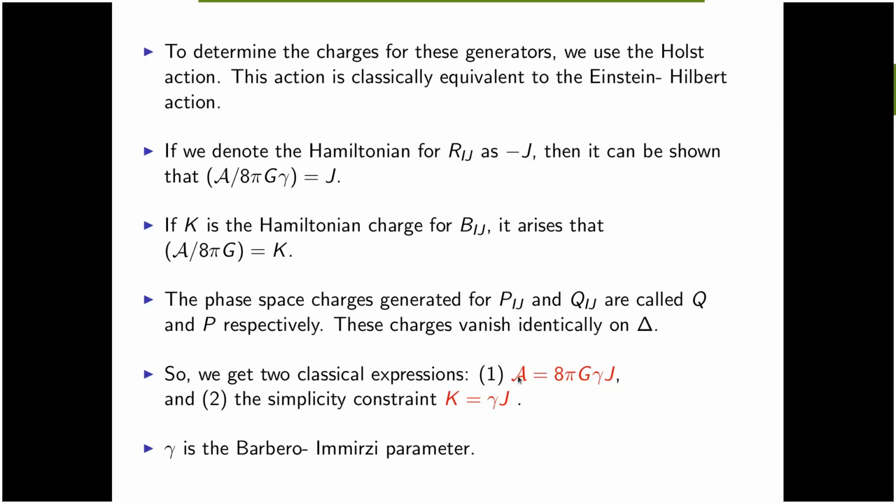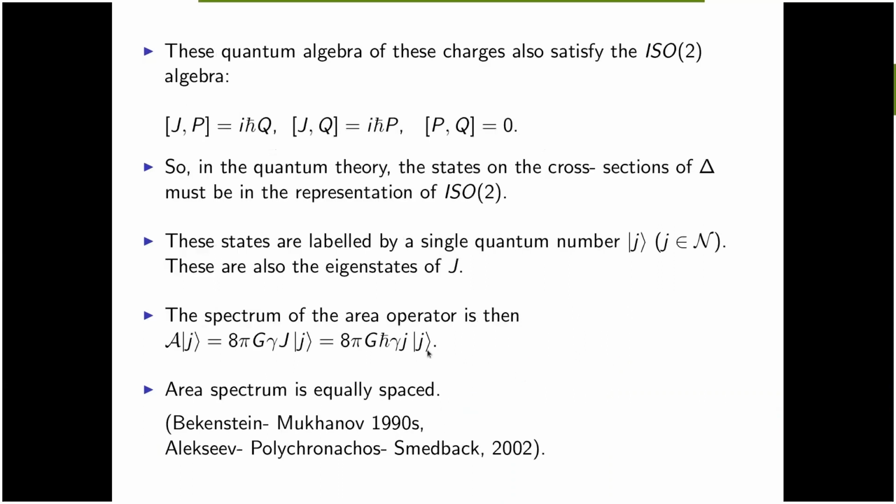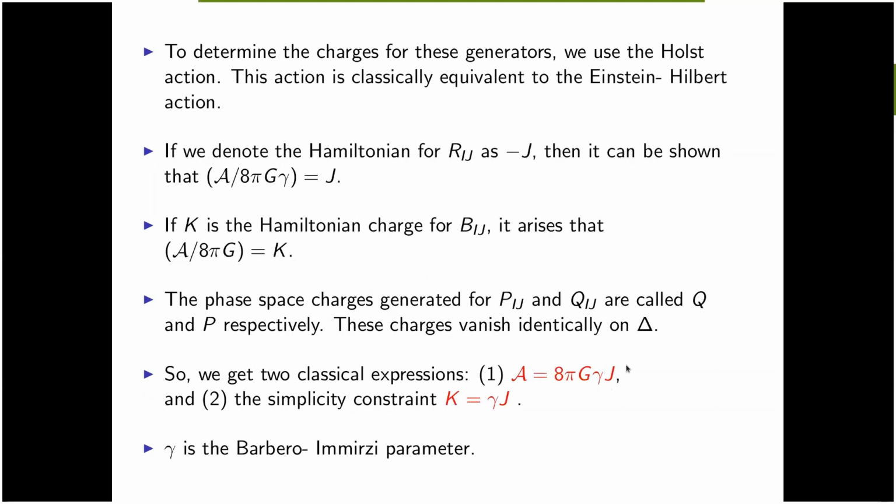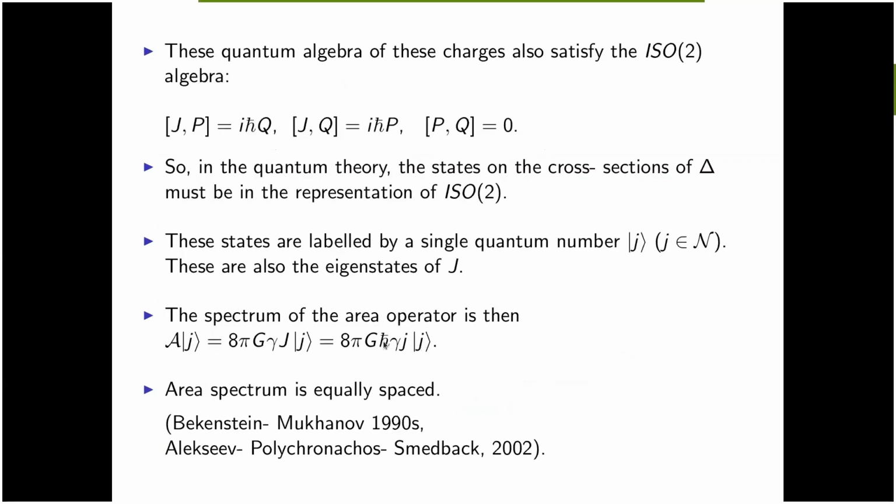So then what one can show from this structure of area proportional to J is, because we have a J here, we can find the eigenstates of J. We know that angular momentum has states which are defined by integers. So we can find that the area also has a spectrum given by 8 pi G gamma, and this is an equally spaced spectrum. That's what we have found from the black hole here.